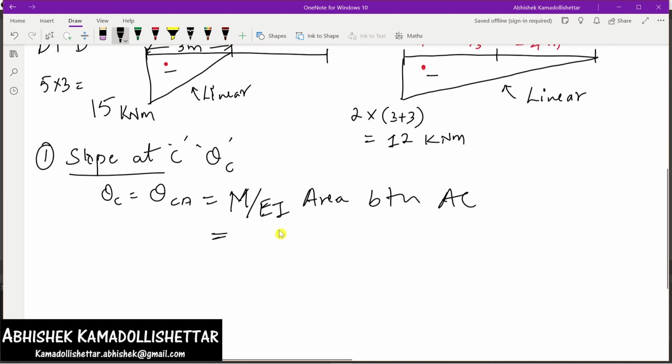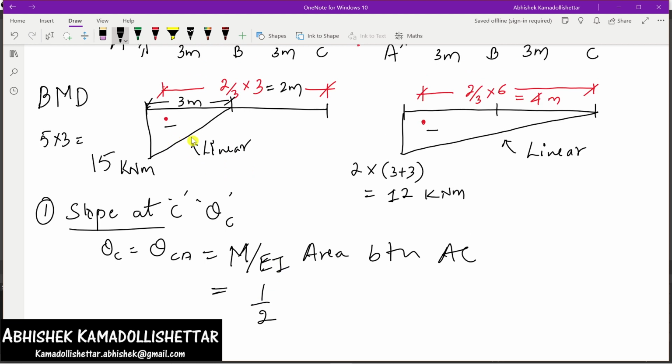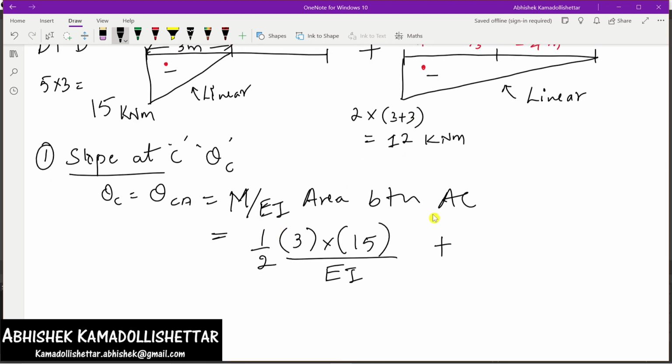So for this, what is the area of the triangle here? The area of the triangle is half base, base is 3, into height, height is 15, divided by EI. Plus, because this is a combined effect here, individually we have to consider. So next, plus half into base, base is 6, into height, height is 12, divided by EI again.